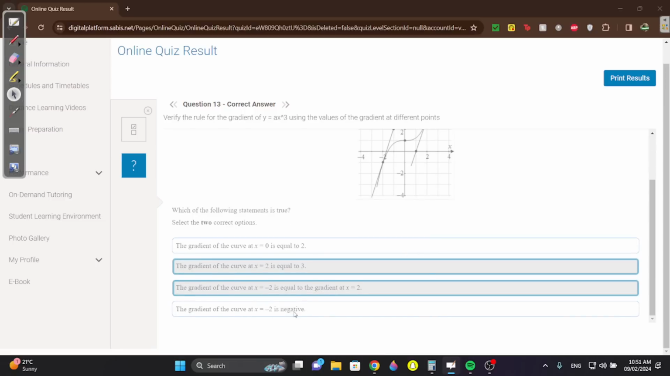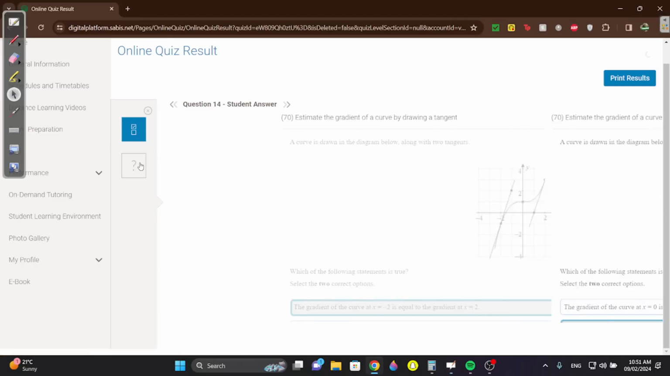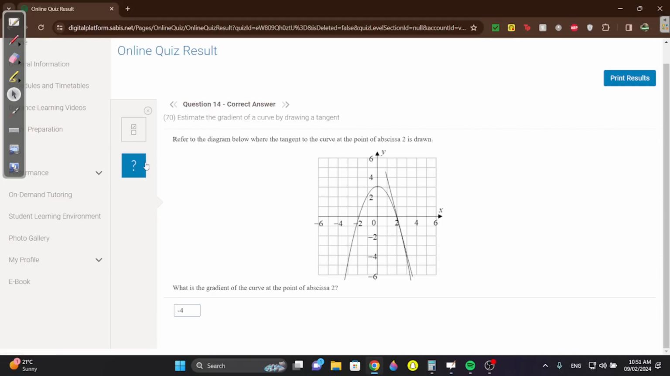The gradient of the curve at x equals -2 is negative. Okay, we just found it's +3, and obviously it's not negative because it's going up. If any line is going up, the slope is positive, or the gradient is positive. Gradient and slope mean the same thing, just in case anybody is confused. This question, I think it came in the AMS. Yeah, at abscissa 2, so they want the slope of this line.